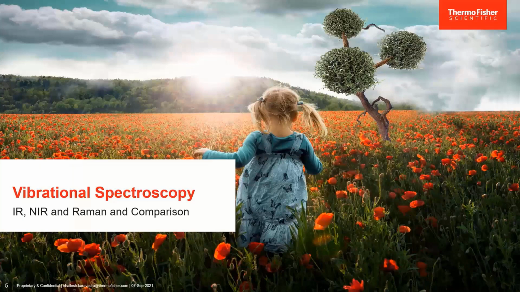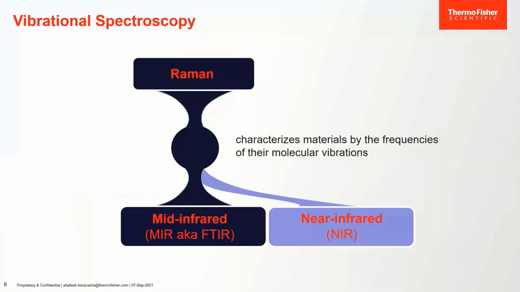Moving on to vibrational spectroscopy and comparing all three techniques. As we all know, vibrational spectroscopy characterizes the materials or molecules by the frequencies of their molecular vibrations. There are three main techniques: Raman, mid-infrared, near-infrared. Mid-infrared is also sometimes called MIR or even FTIR.